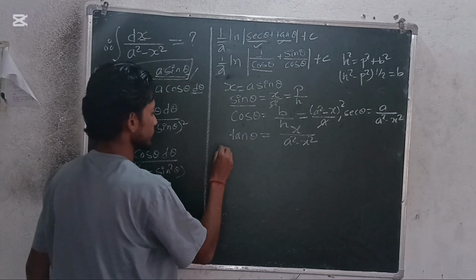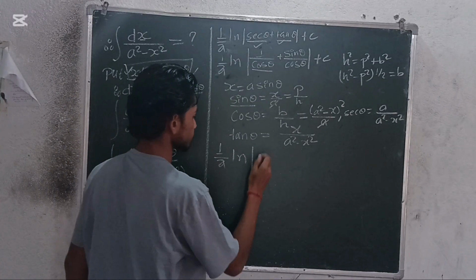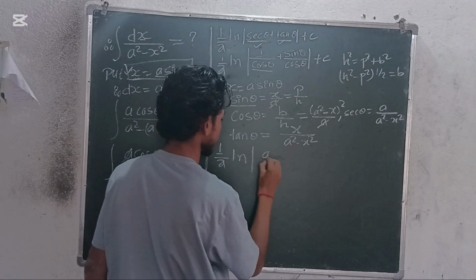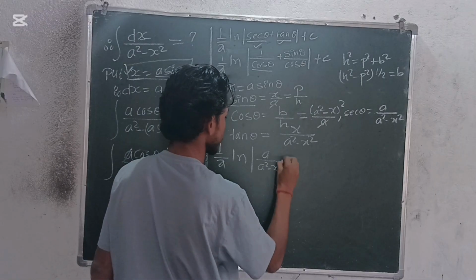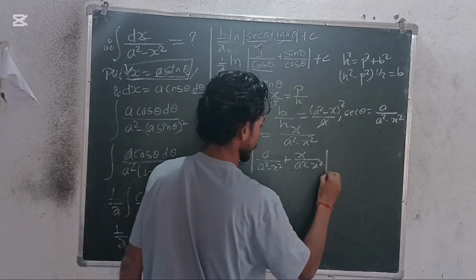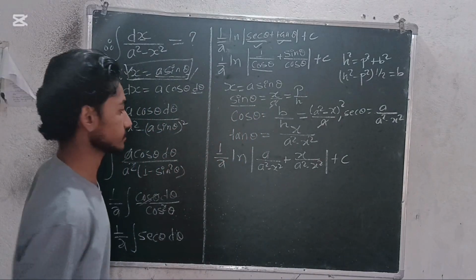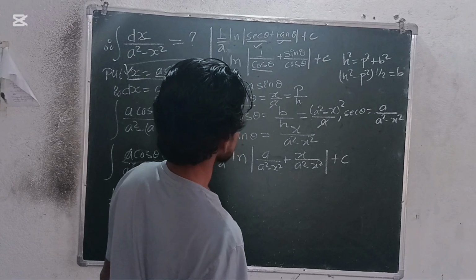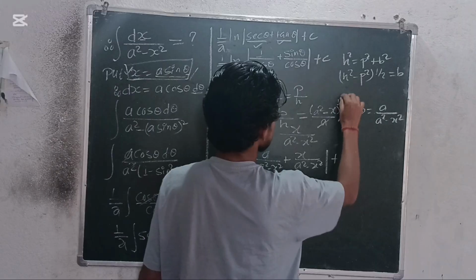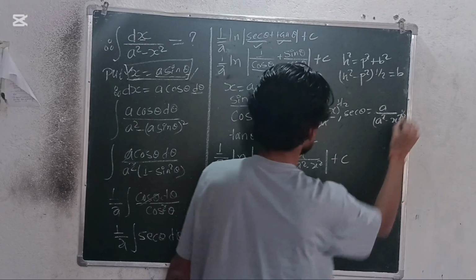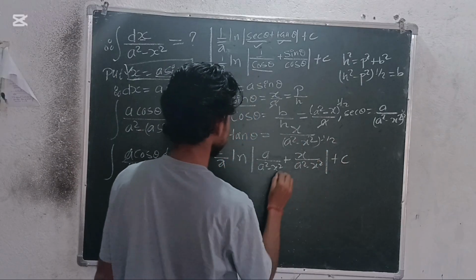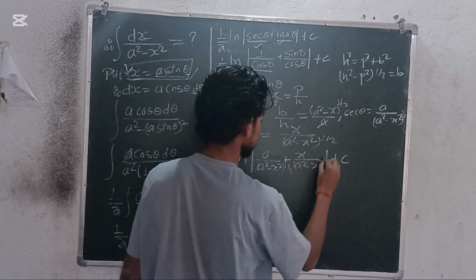So in terms of your integration, you can now put 1 over a ln sec theta. So in terms of sec theta, you can write a over a squared minus x squared plus, in terms of tan theta, you can write x over a squared minus x squared plus c. This makes sense. It is actually 1 over 2. It is 1 over 2, and this is also 1 over 2, and this is 1 over 2.